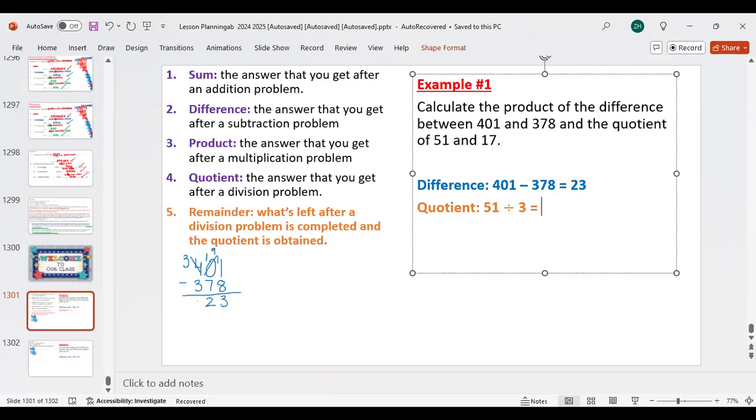51 divided by 17 is not 3, sorry. It's 17. Mr. Badi, I can't stay too long because I have to study for my exams tomorrow. Okay.